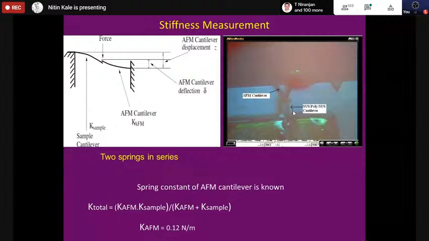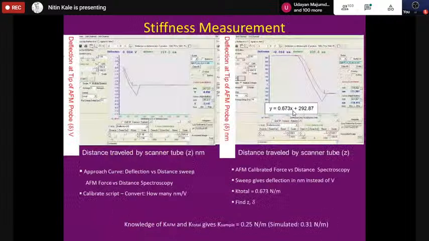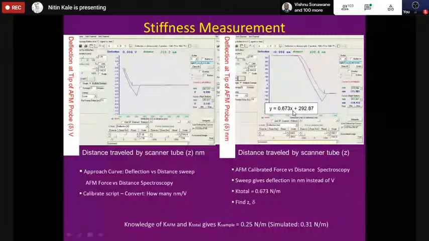So these measurements can be done in an atomic force microscope setup. We selected a silicon nitride cantilever. Stiffness was given by the supplier. With the help of that, we bent our own cantilever. I will not get into this particular thing, but this is the AFM measurement. We evaluated using these graphs that the stiffness of the sample is about 0.25 Newton per meter. So it's very close to the simulated one, and we were confident with our measurement.